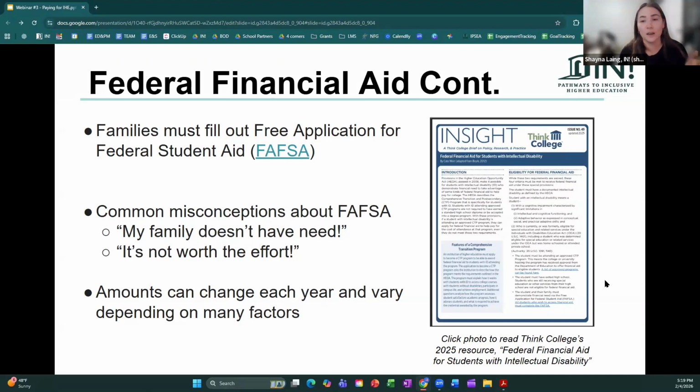There is a link to Think College, this national organization that supports inclusive higher education across all of our states. They have wonderful resources. And so this little PDF here gives some great insight on the value of federal financial aid for students in inclusive higher education programs.